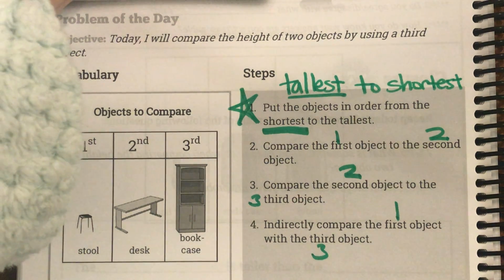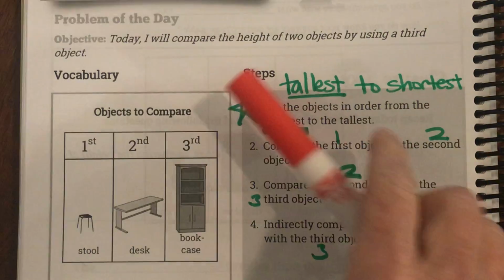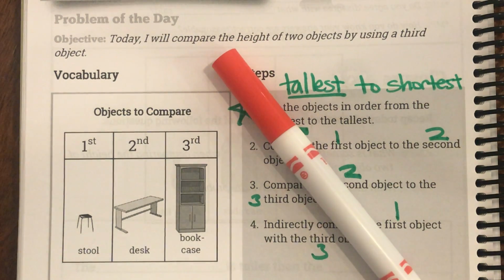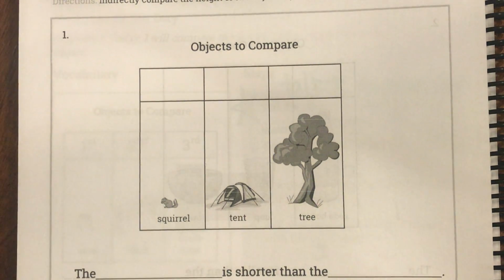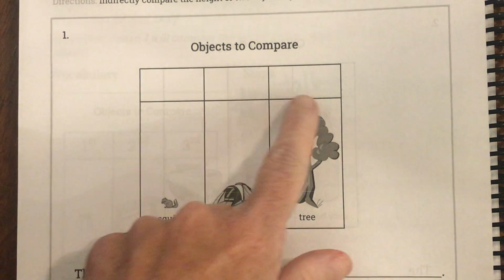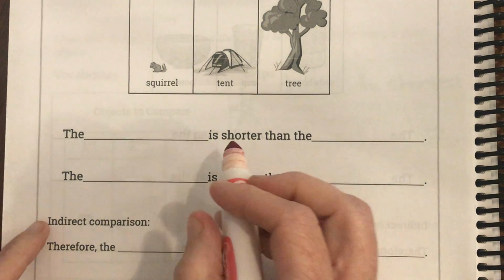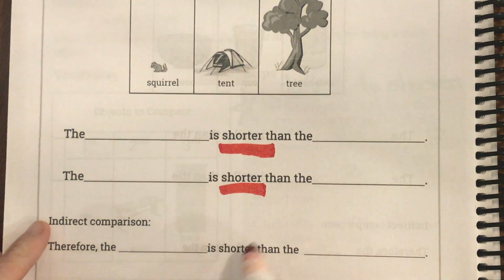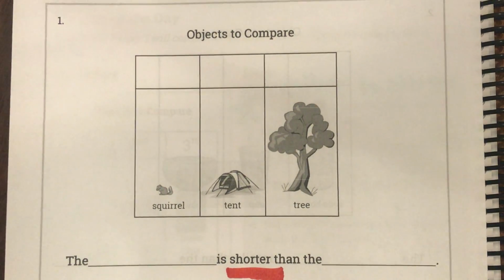Okay, so let's look at my first problem. And boys and girls, I picked up my red pen, which means you can put down your pencil right now because you're just going to watch me. Okay, so here's my first problem. And I'm going to be comparing a squirrel, a tent, and a tree. So let's look at my question words. In my question, I see shorter, shorter, and shorter, which means they want me to find the shortest.